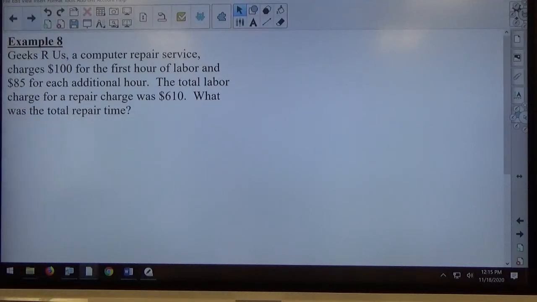All right, example 8. Geeks R Us, a computer repair service, charges $100 for the first hour of labor and $85 for each additional hour. The total labor charge for the repair was $610. What was the total repair time?